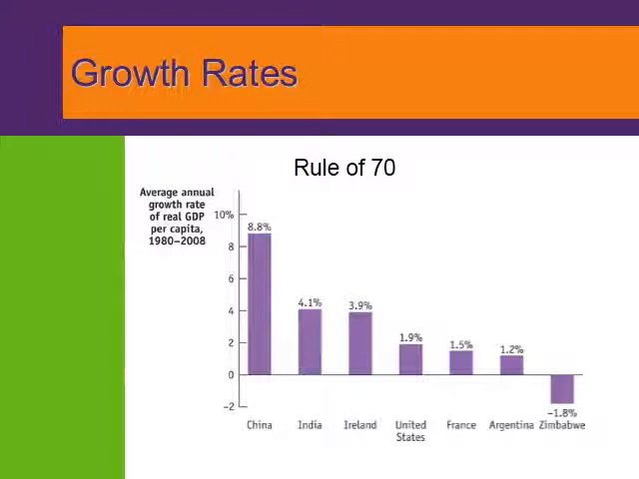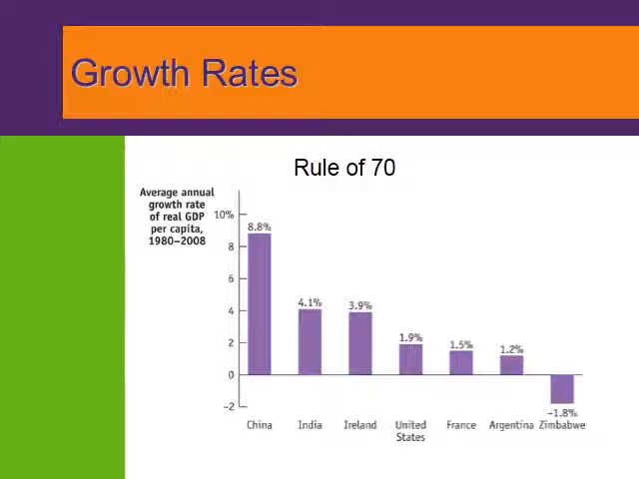Applying the rule of 70 to the 1.9% average growth rate in the U.S. implies that it should have taken 37 years for real GDP per capita to double. It would have taken 111, 3 times 37, to double 3 times, increasing by a factor of 8. And that is pretty close to what it actually did.